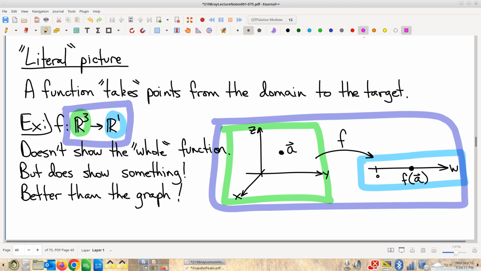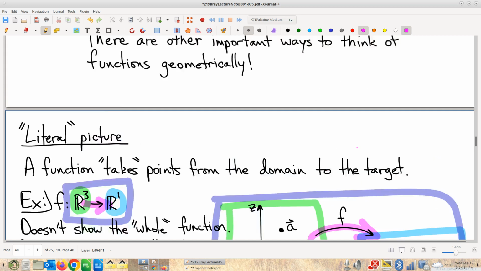What does the function do? Well, the function takes points out of the domain and drops their images into the target. Well, I can literally represent that. I mean, I can take a whack at representing that anyway by drawing an arrow, suggesting that points are coming out of here with images landing over here. It's a picture of sorts. That's a very disappointing picture, right?